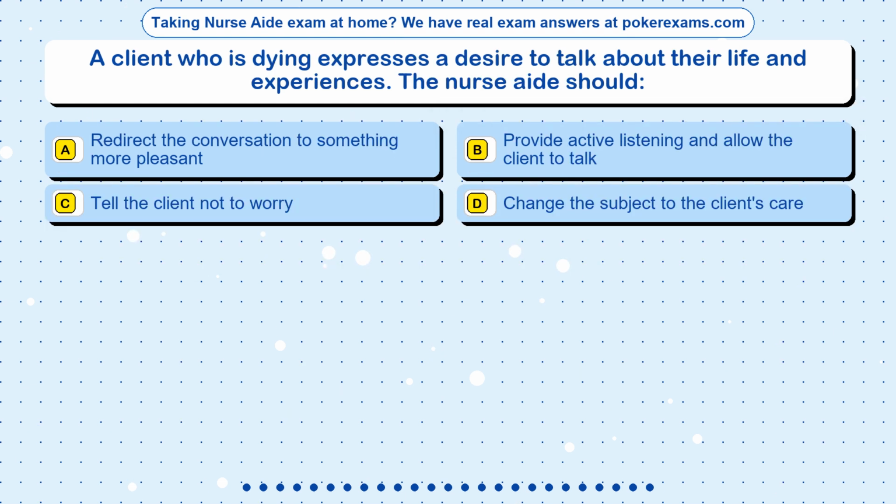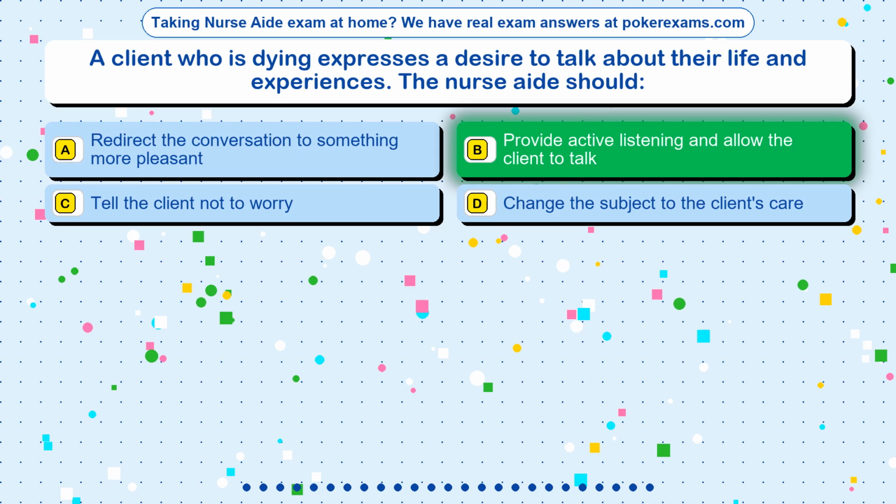Question 5. A client who is dying expresses a desire to talk about their life and experiences. The nurse aide should: Option A, redirect the conversation to something more pleasant. Option B, provide active listening and allow the client to talk. Option C, tell the client not to worry. Option D, change the subject to the client's care.